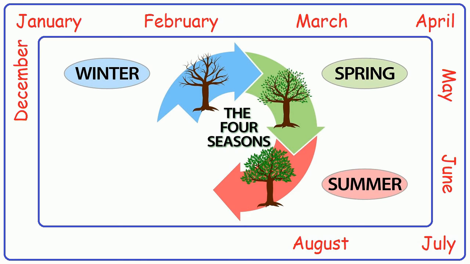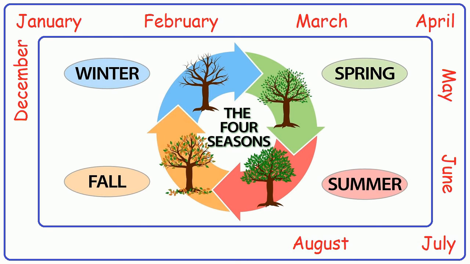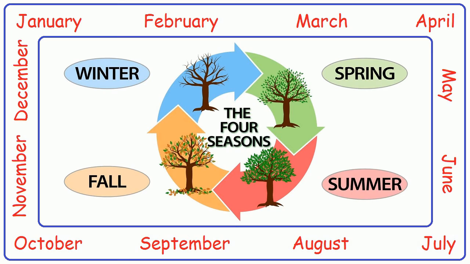And finally, the 4th season, and it is called fall. It stays for 3 months also, and the months are September, October, and November. And by the way, the fall has 2 names. Some people call it autumn. It has 2 names, fall or autumn. So these are the 4 seasons: winter, spring, summer, and fall.